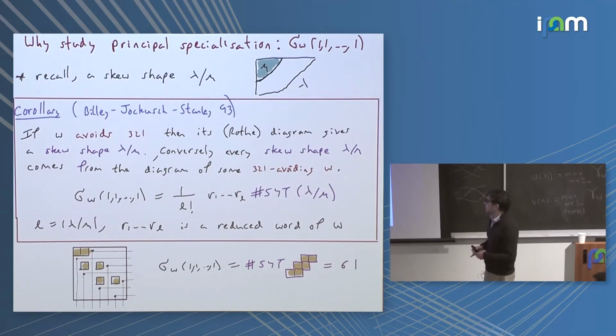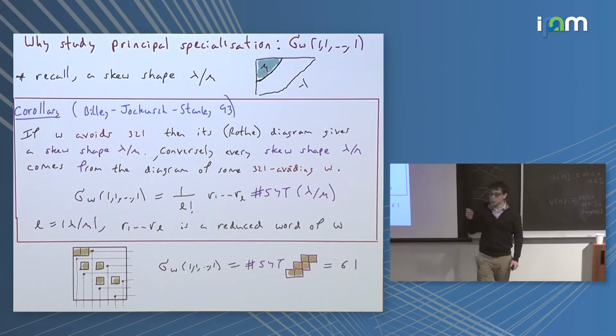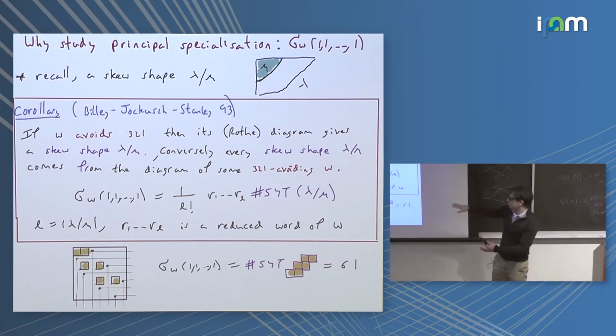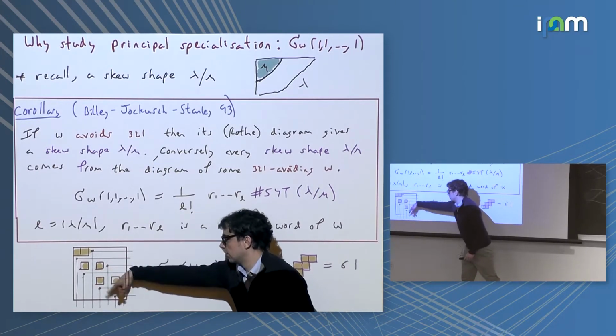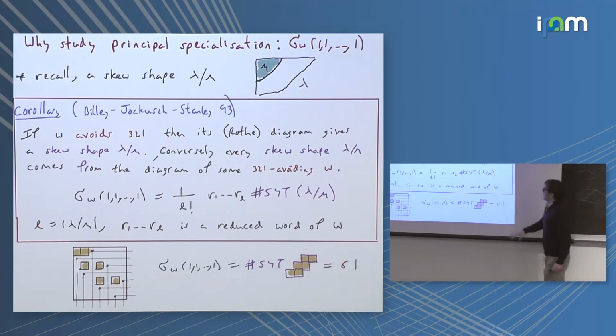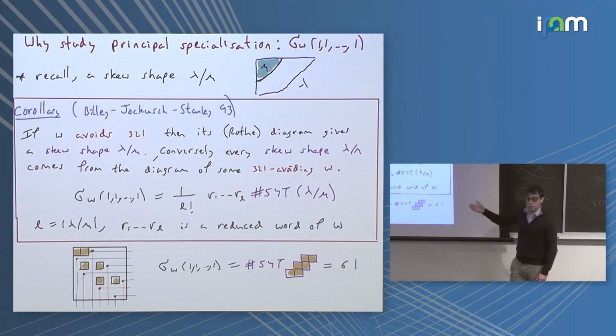So maybe another reason is some special cases are interesting. If the permutation avoids 3, 2, 1, it means that if you look at the permutation matrix, you're not going to find a 3-term decreasing subsequence. Then the diagram of the permutation, which is what you obtain if you take the permutation matrix and plot these lines, is what's left. In that case, the diagram, which is there in orange, is a diagram of a skew shape.